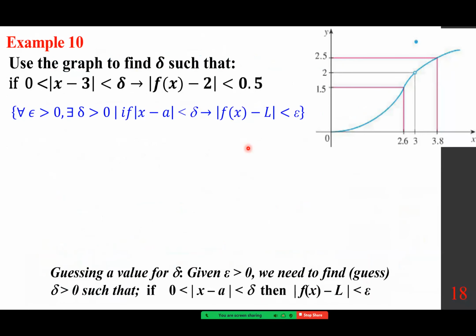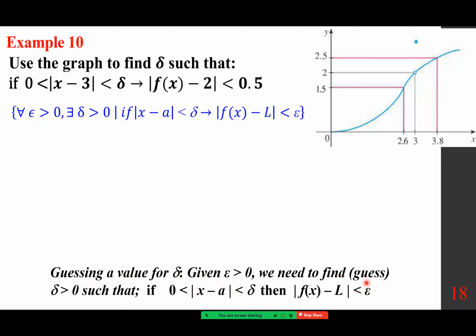All right, use the graph to find delta such that the absolute value of x minus 3 is between 0 and delta implies that the absolute value of f of x minus 2 is less than 0.5. And I'm writing this general definition, and this general definition is the same as what you see here. Now, guessing a value for delta given epsilon larger than 0, we need to find a delta such that it works in this manner.